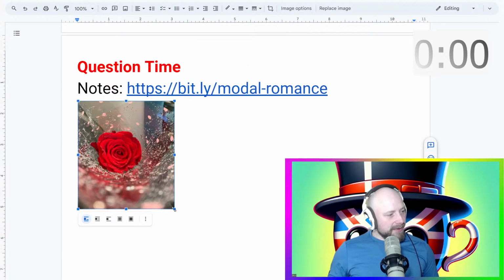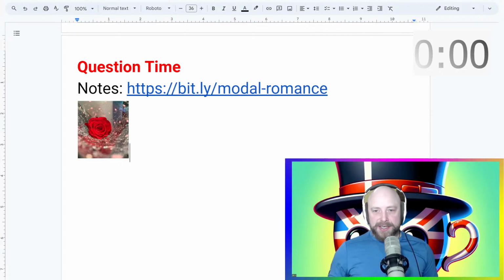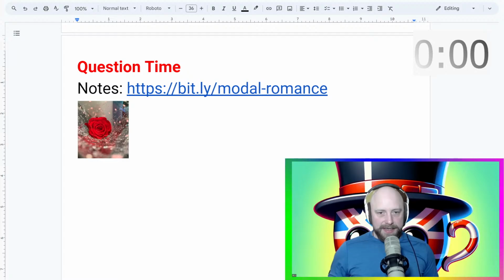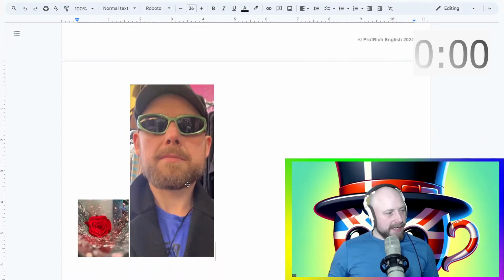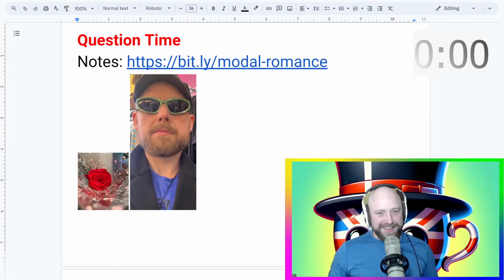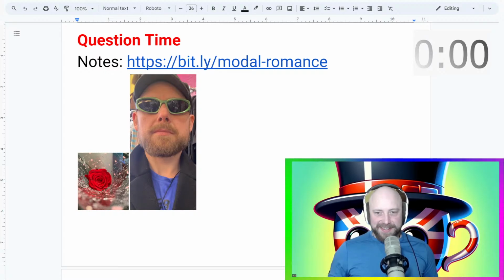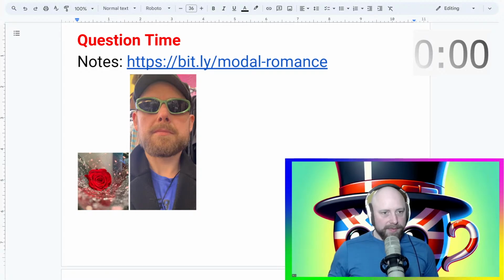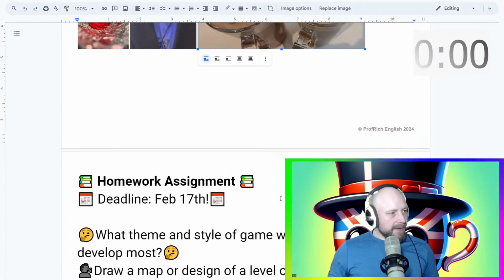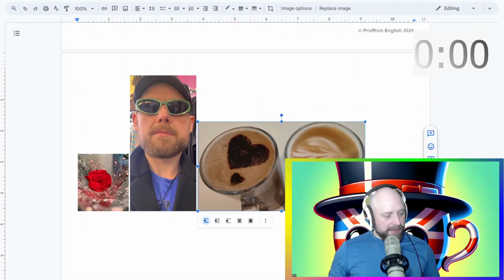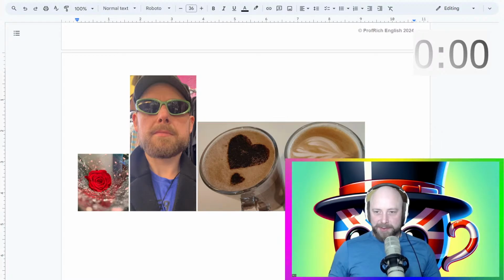So here's some lovely flower, lovely rose. Leave it to your imagination how this was involved in my Valentine's Day. And here is some Valentine's Day fun. There you go. The guy in the coffee shop did the hot chocolate with a little heart there for my wife. That's pretty good.